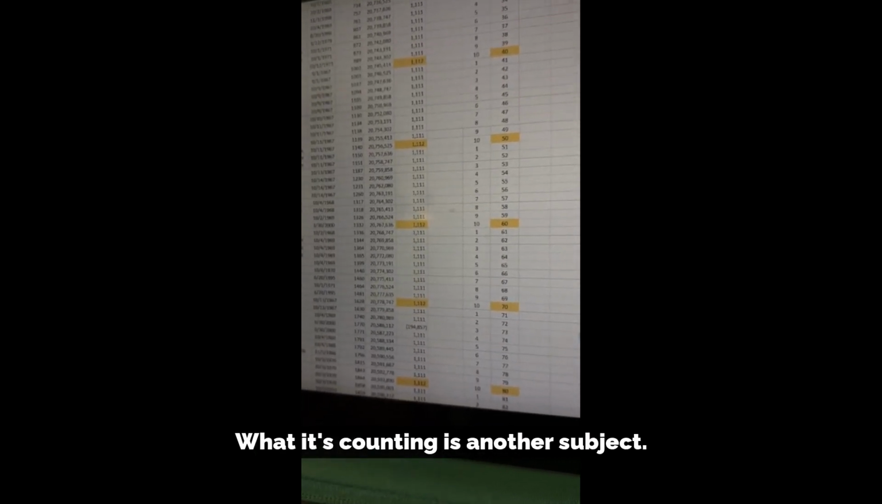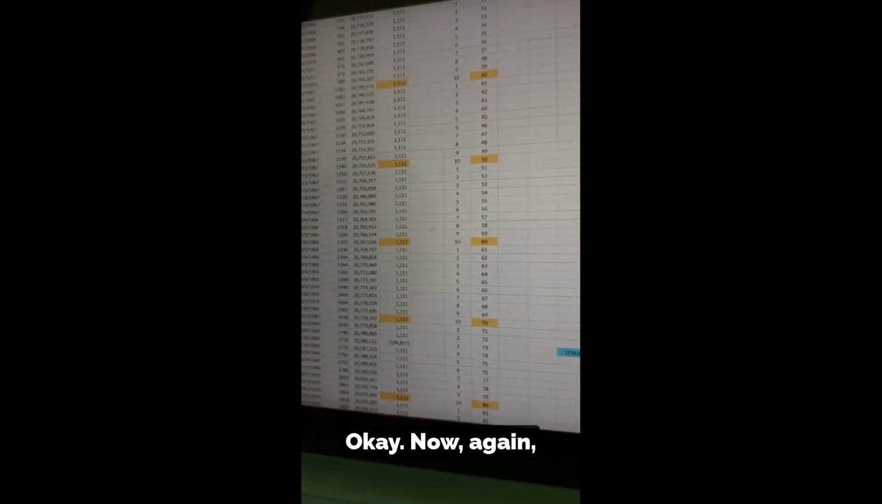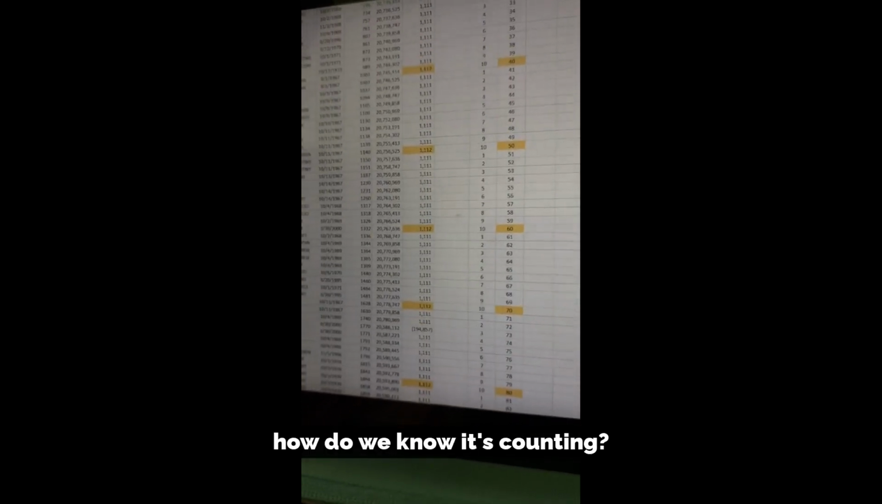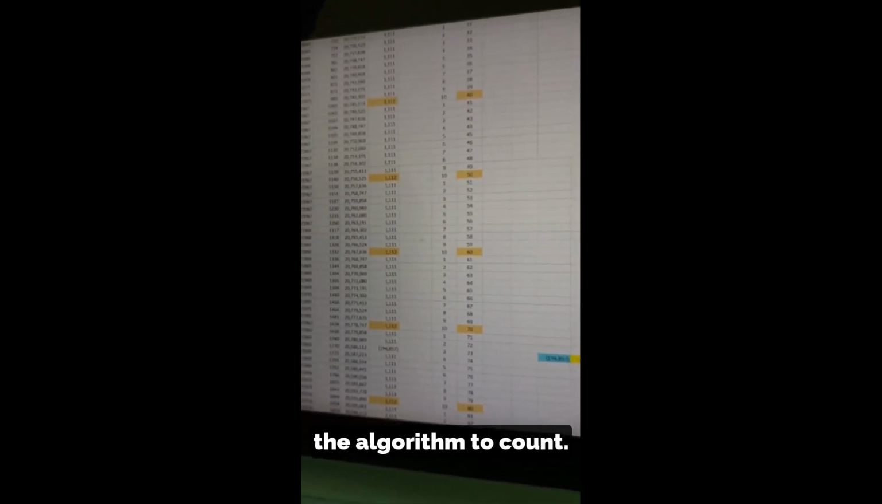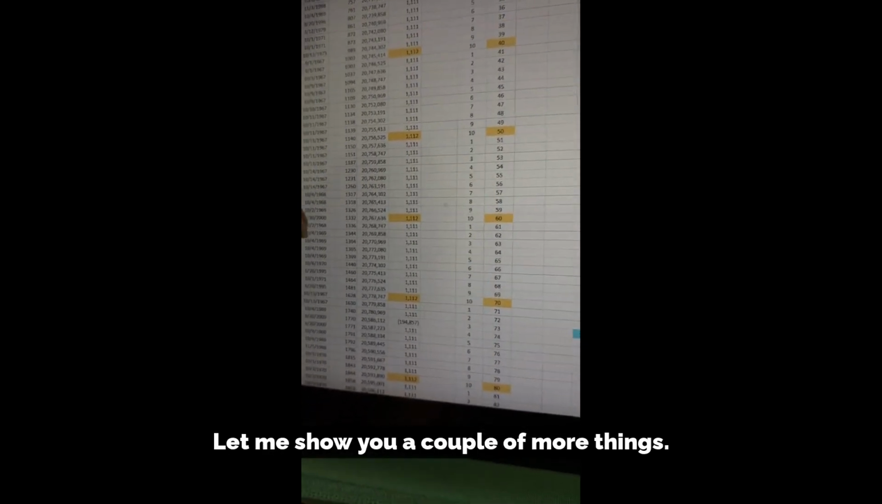What it's counting is another subject. Okay. And now, again, how do we know it's counting? Because this is a code that allows the algorithm to count. Let me show you a couple more things.